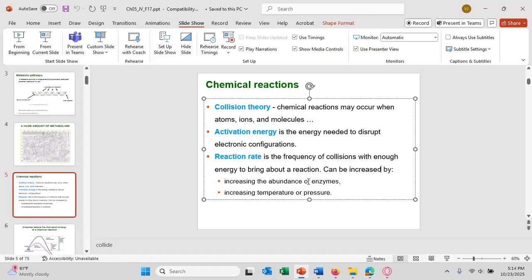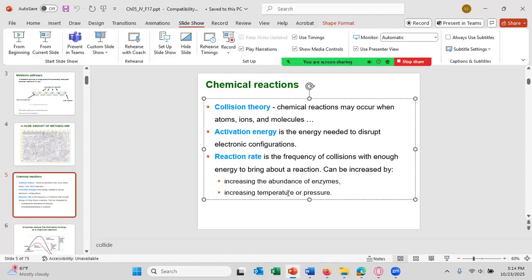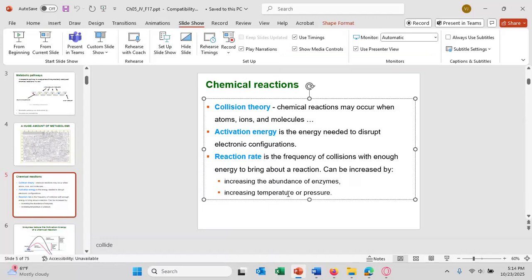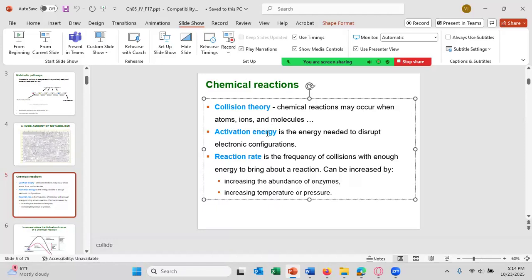You can also increase the reaction by increasing the temperature. The temperature is simply the movement and velocity, meaning how fast the atoms, ions, and molecules are moving around. And so with the temperature, you increase the temperature, you increase the movement of the atoms and the ions and the molecules. If you increase their movement, that means they're going to have higher energy and they will be more likely to proceed with the chemical reaction. So that will increase the reaction rate.